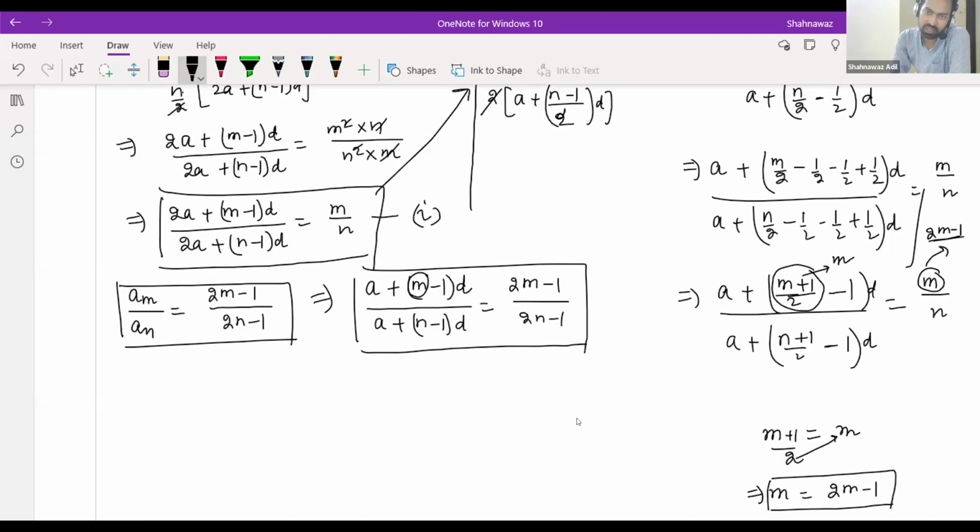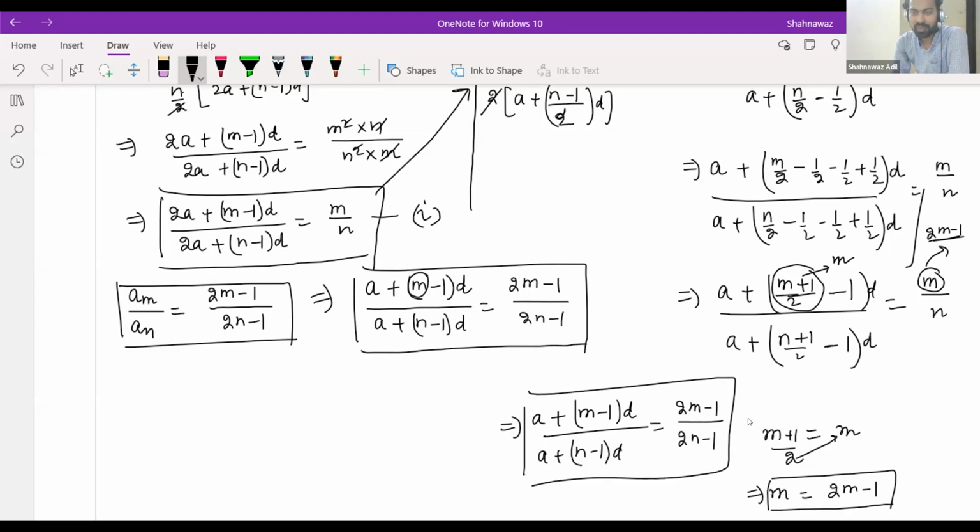Okay, so this was the question, and if you're writing a plus, this is m minus 1 into d, and this is a plus n minus 1 into d. So this part will change to 2m minus 1 and 2m minus 1. This was the answer. We needed to get this part, right? So this part gave you this. So this m will be 2m minus 1. This should actually be m prime, right? But yeah.